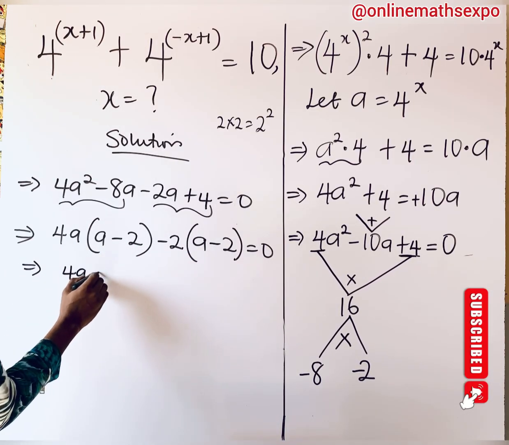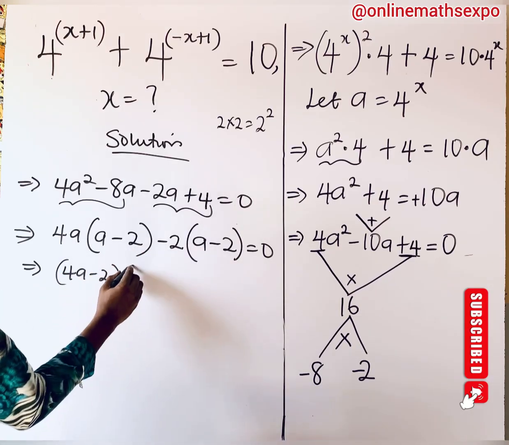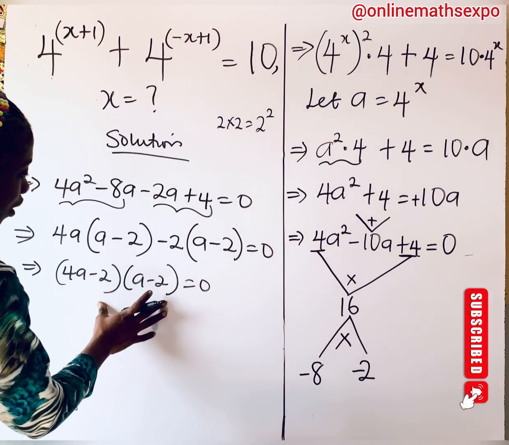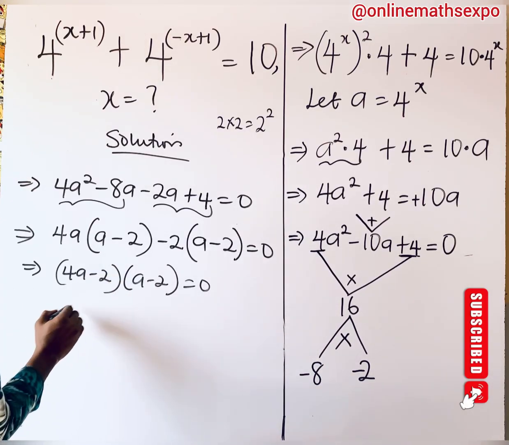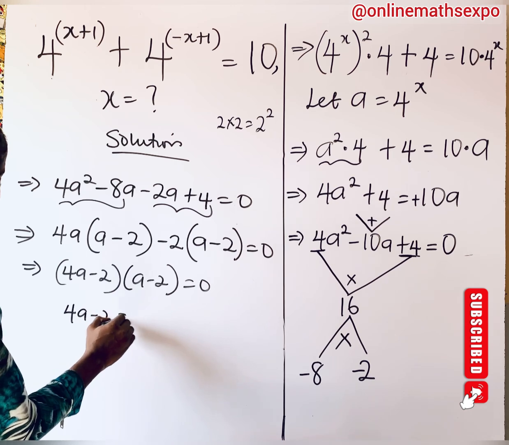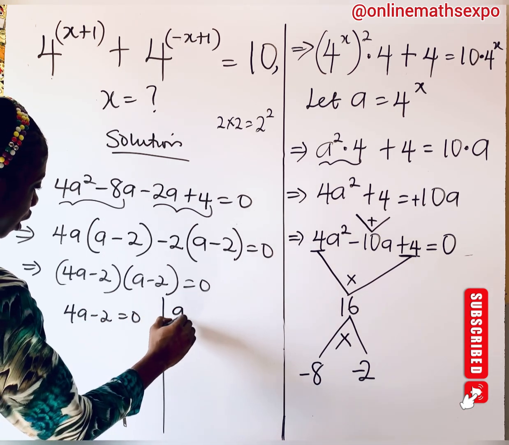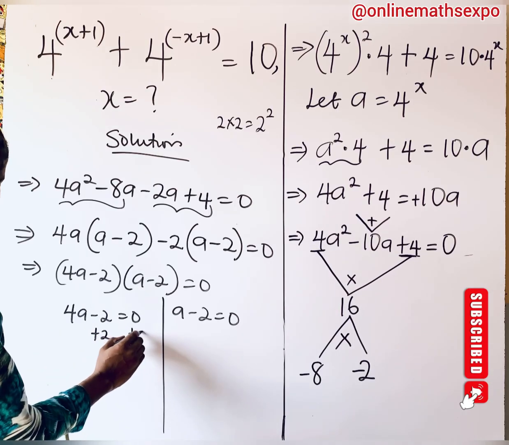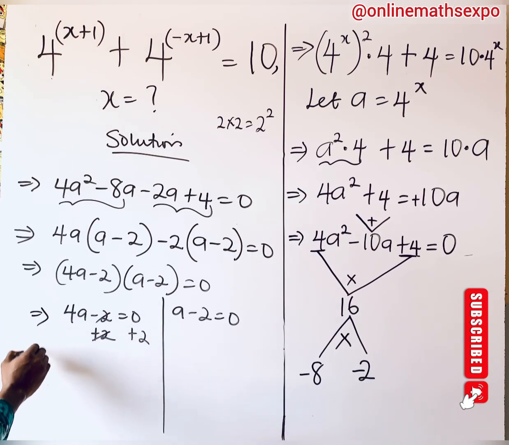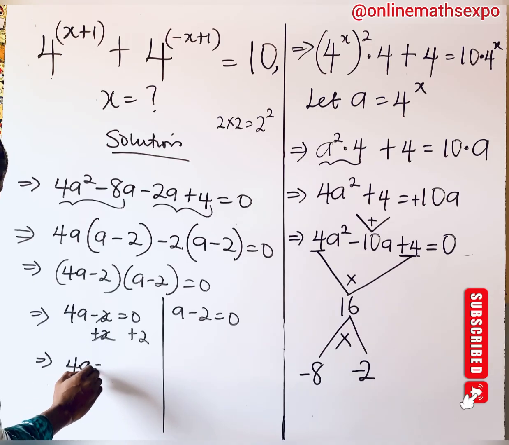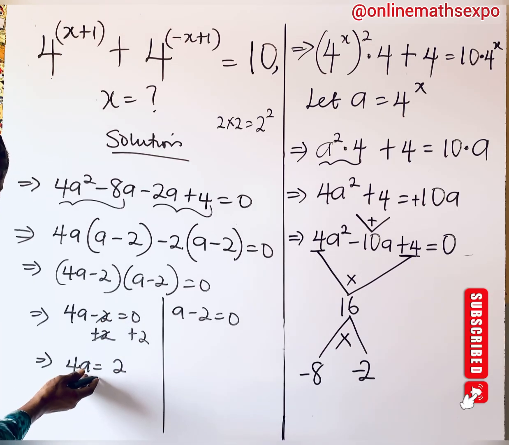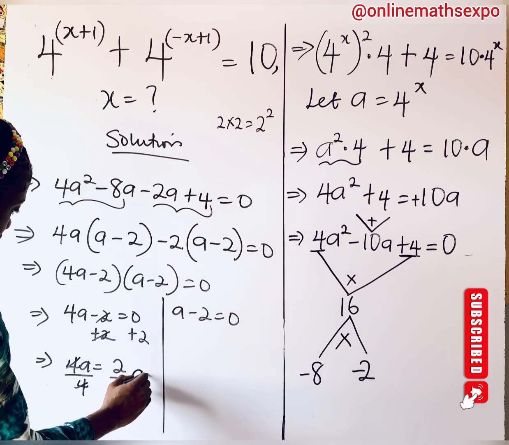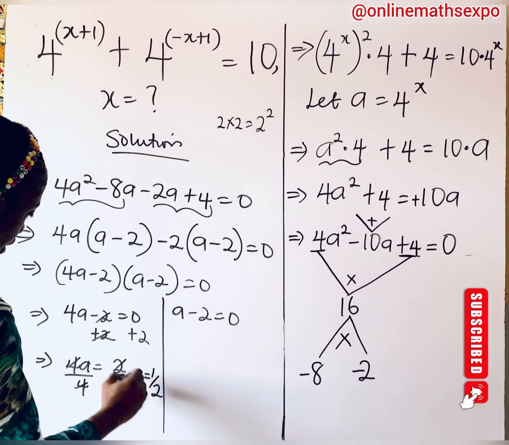So we have 4a minus 2, and pick one of these, which is a minus 2, is equal to 0. Now when these two multiply to give 0, it means either 4a minus 2 is equal to 0 or a minus 2 is equal to 0. So add 2 to both sides. If you do that, you are going to have 4a is equal to 2. To get your a, divide by 4. If you do that, your a is equal to 1/2.